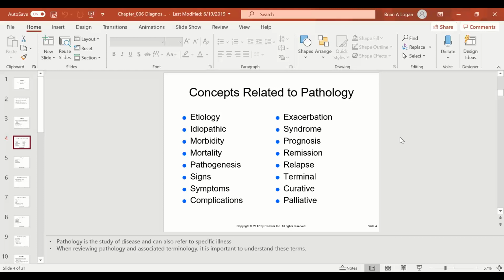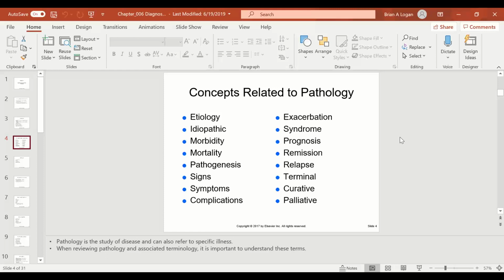Terminal means death. If a patient is terminally ill, that means whatever disease process that's making them sick, it's going to kill them. We may be able to do treatments in terms of a hospice style, making them comfortable and things like that. But no treatment that we're going to do is going to cure that patient, and they're going to end up dying of that disease.